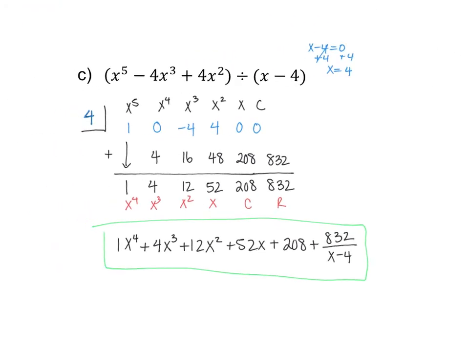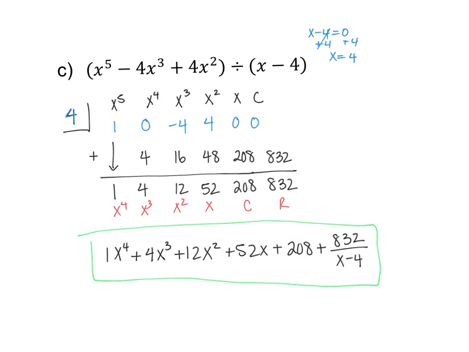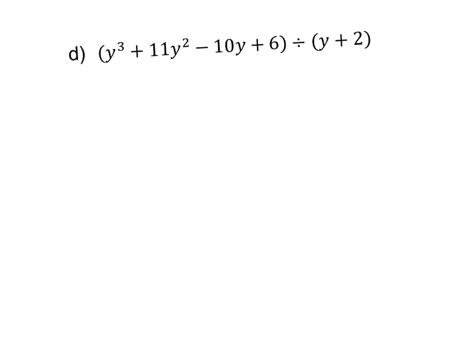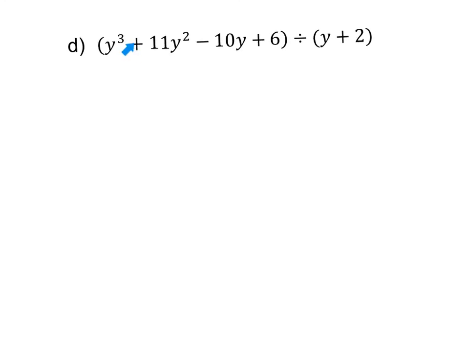All right, so basically with this one here, I wanted to showcase that if you have missing terms, make sure you still write them, but label their coefficients as 0. All right, last but not least, this one here, just thought I'd throw it in there. It has y's instead of x's, but it's still the same thing. You're just going to have y's here.